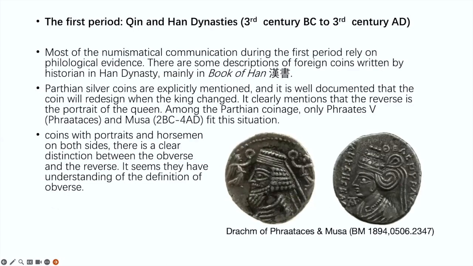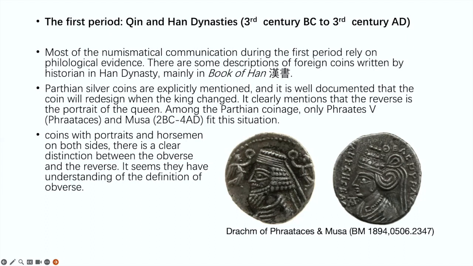So the first period, the Han Dynasty: did we really find any coins in China? Yes, but interestingly, not that many. It's very rare in China, but in the history books we find a large amount of written material describing those coins. For example, it says that in some Western countries one side is the horseman and the other side is the portrait. But sometimes it says the obverse is the portrait and the reverse is the horseman. We don't know how they found out.